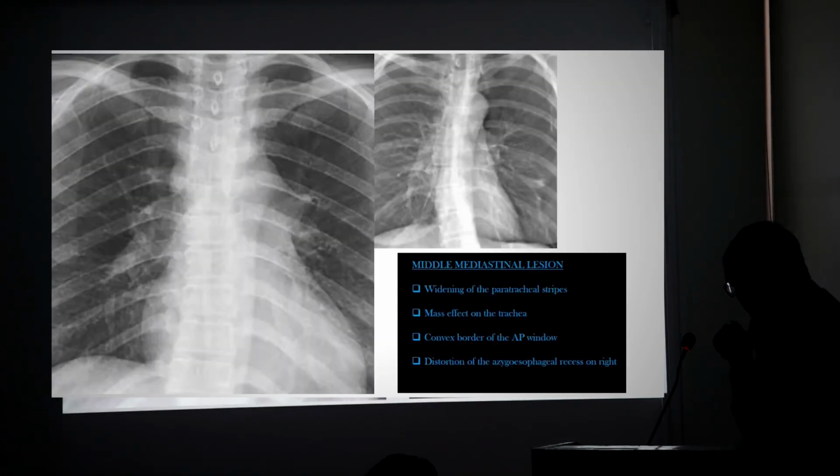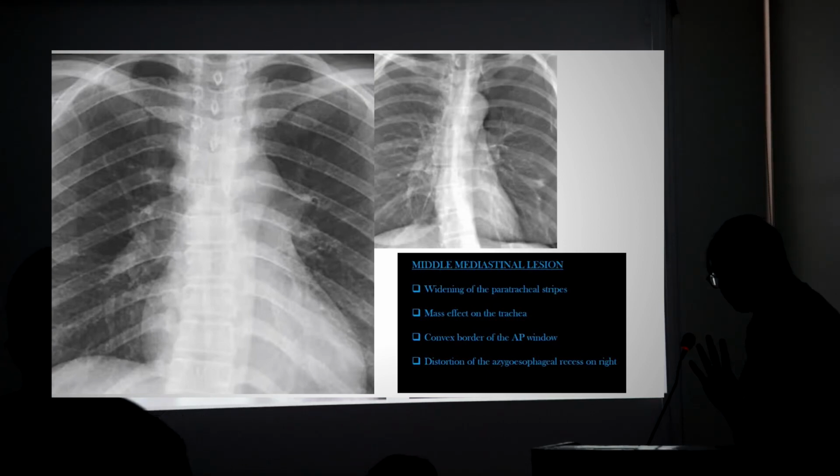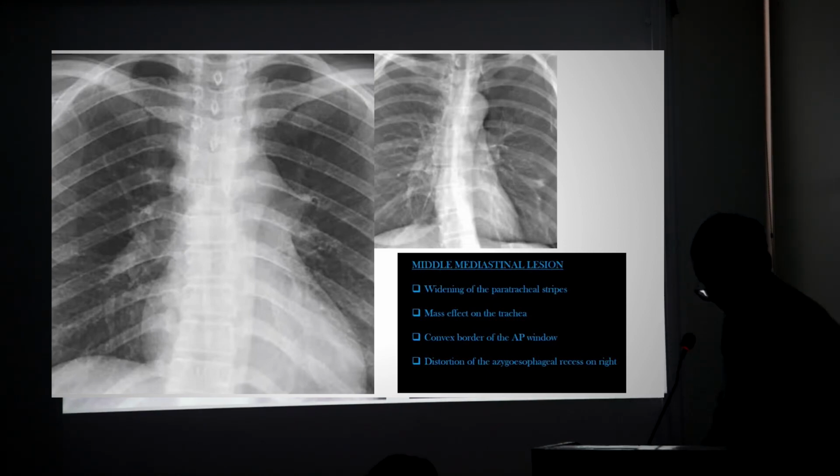So, this is another lesion. We can see there is some fullness in the aortopulmonary window. So, this is suggestive of middle mediastinum. There is a convexity. In the normal X-ray, there is a concavity below the arch of aorta, okay? But here below the arch of aorta, there is fullness.